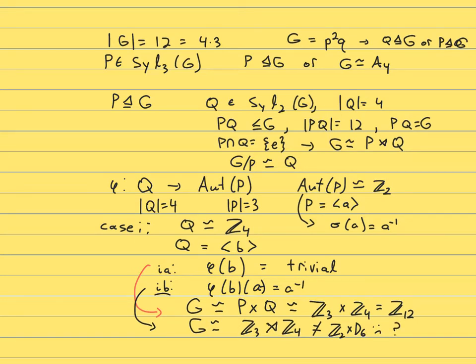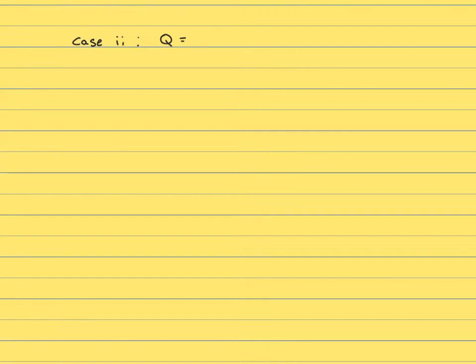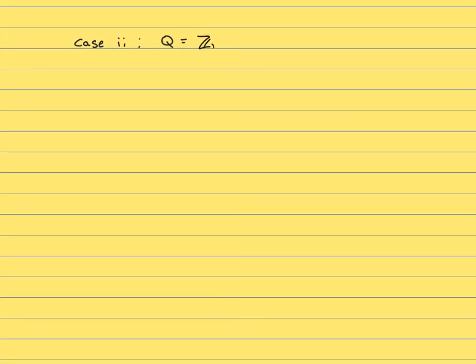Unless it does. That's a good question to ask yourself. So it's worth pointing out the other case was when Q was the Klein 4 group, Z2 times Z2. Well, this has 2 generators. Let's call them B and C.